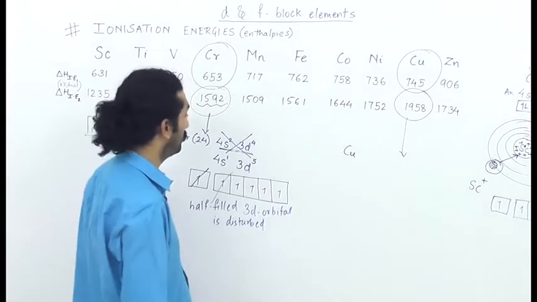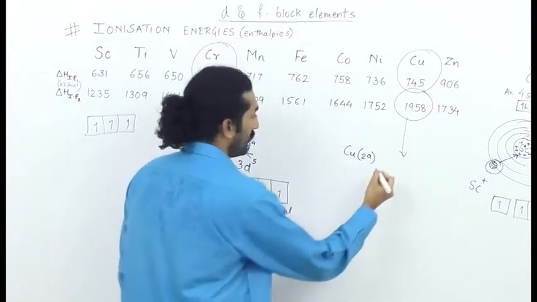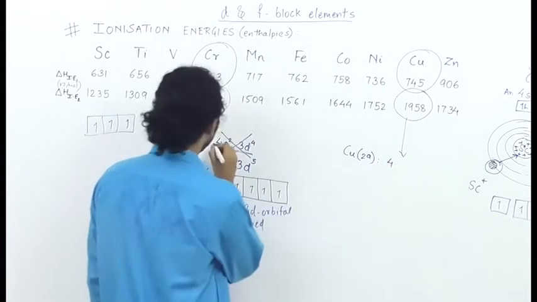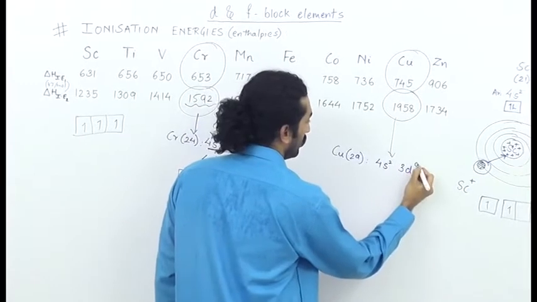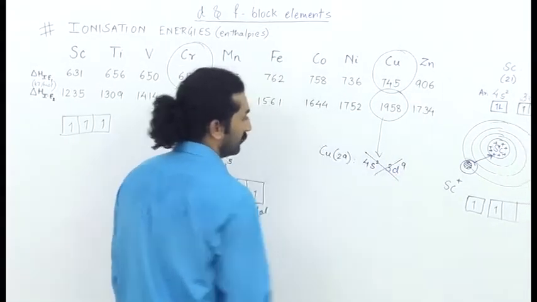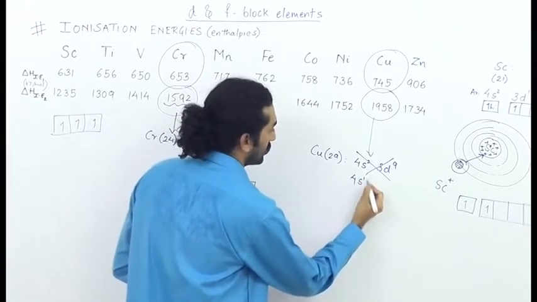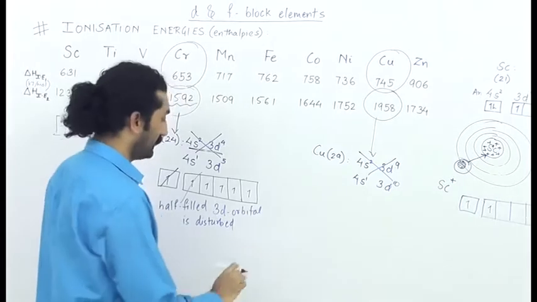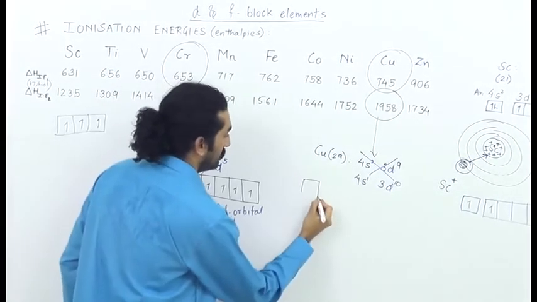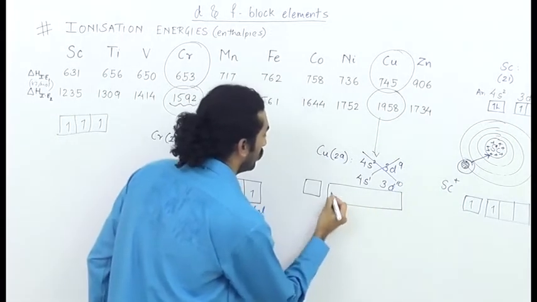Copper, which is cuprum and has the atomic number of 29. Ideally it was supposed to have the electronic configuration of 4s2 3d9, but it does not. On the other hand, it has the electronic configuration of 4s1 3d10, and the reason behind that again is the same greed for stability and peace.